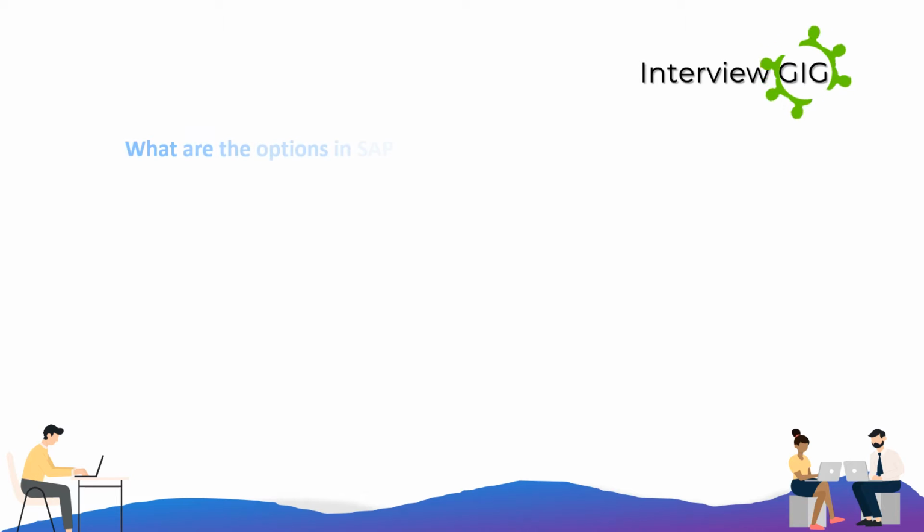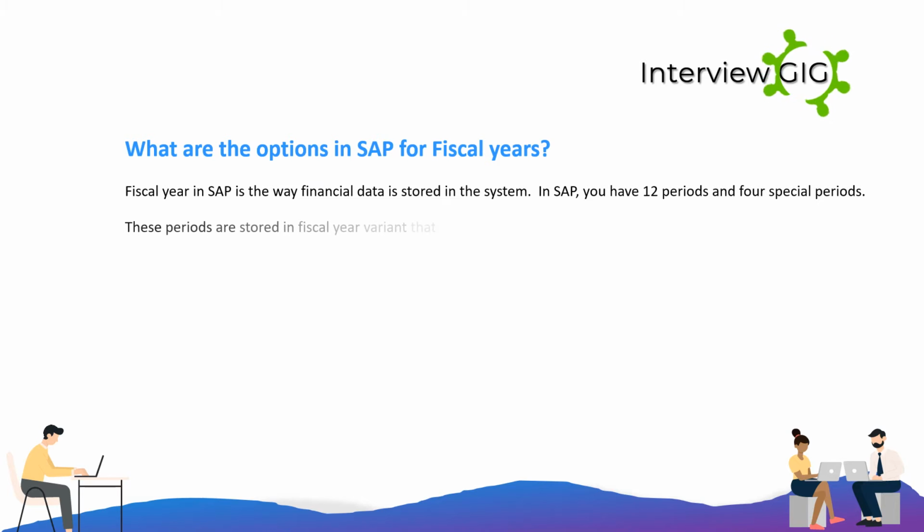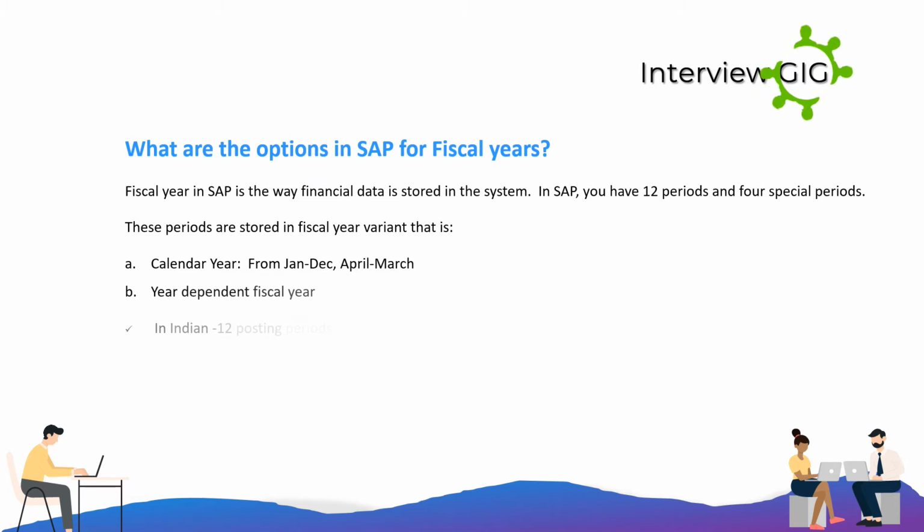What are the options in SAP for fiscal years? Fiscal year in SAP is the way financial data is stored in the system. In SAP, you have 12 periods and 4 special periods. These periods are stored in the fiscal year variant. That is A. Calendar year, from January to December, or April to March.